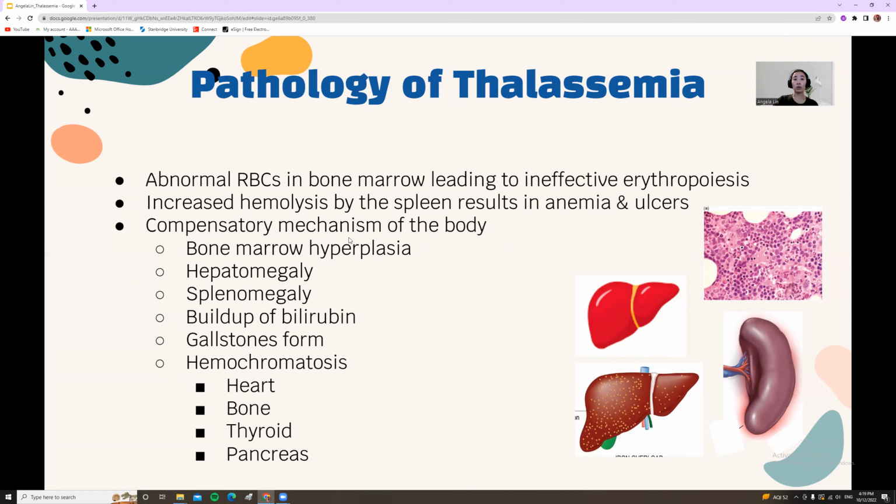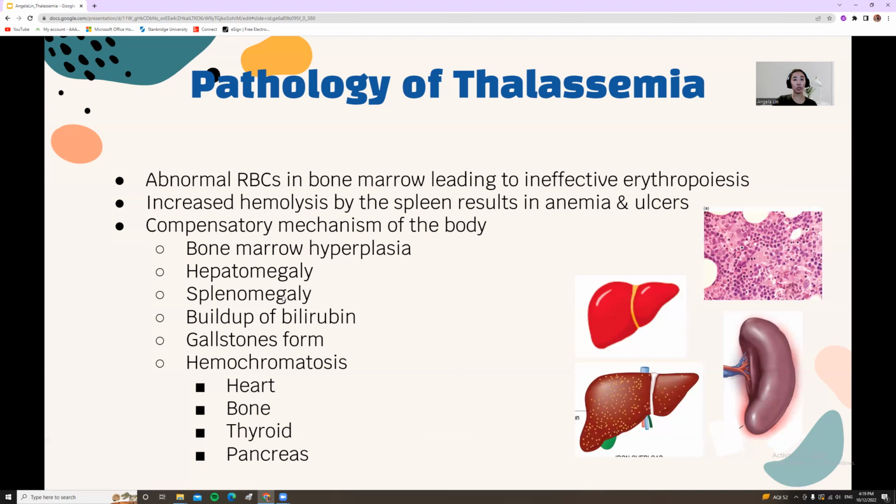The body also can increase red blood cell production in extramedullary sites such as the liver, causing hepatomegaly, which is enlargement of the liver, and splenomegaly, which is enlargement of the spleen, will then occur due to the overwork of the spleen from destroying all the new immature red blood cells produced by the liver.